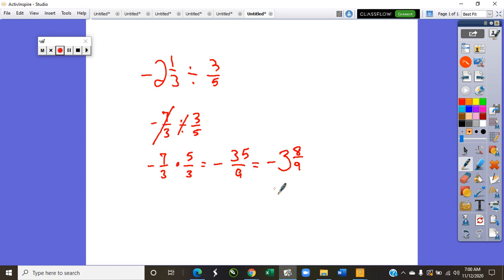Okay, that should about do it, guys. If you have mixed numbers, you've got to make them improper. And then you just copy, dot, flip, and you cross cancel where you can.